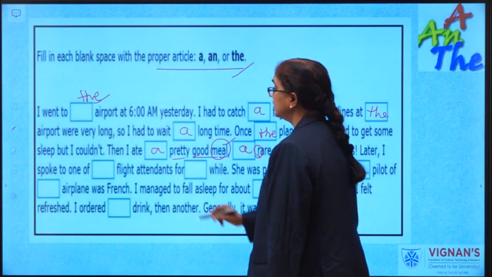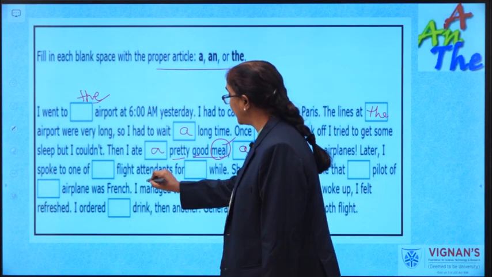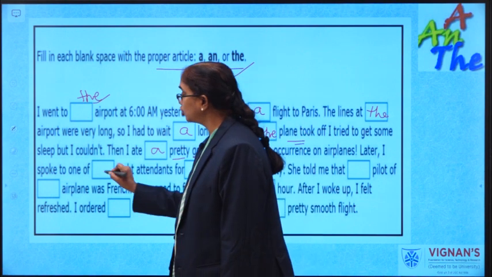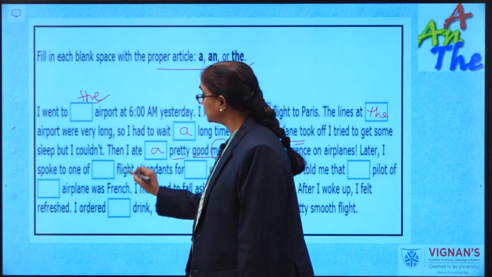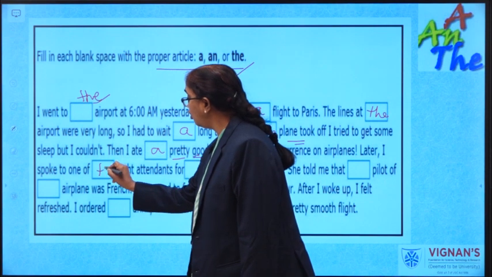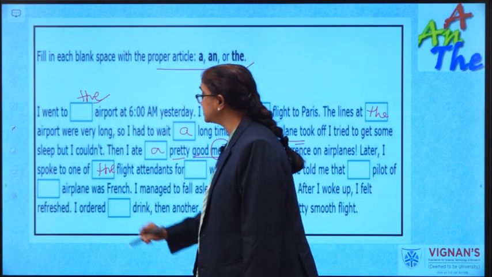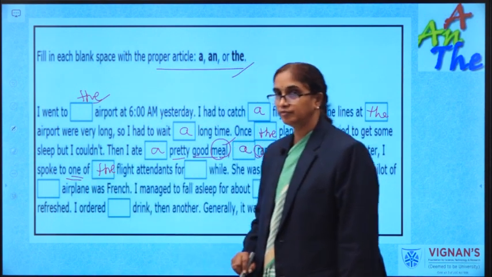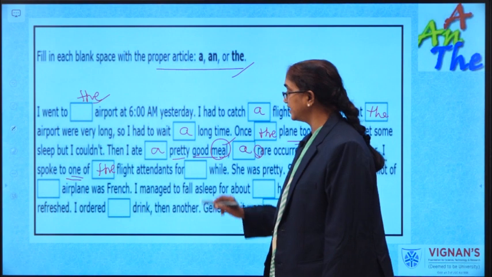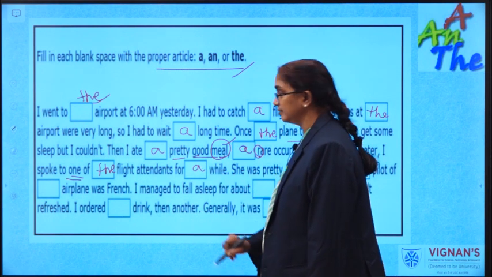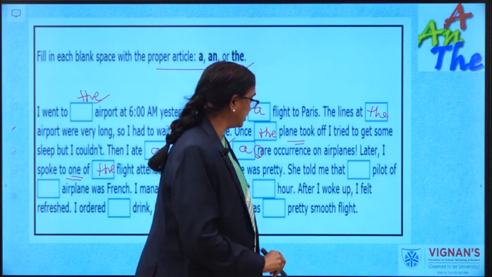Later, I spoke to one of the flight attendants for a while. Later, I spoke to one of, what is the answer here? Can you guess? I spoke to one of the flight attendants, because you are using it with the expression one of, okay? One of the flight attendants for a while, for a while. This is how we use it.